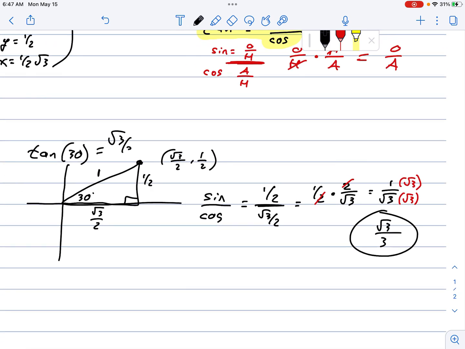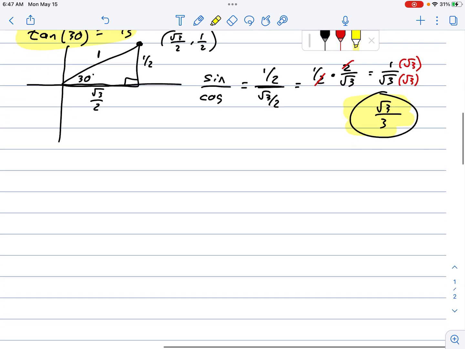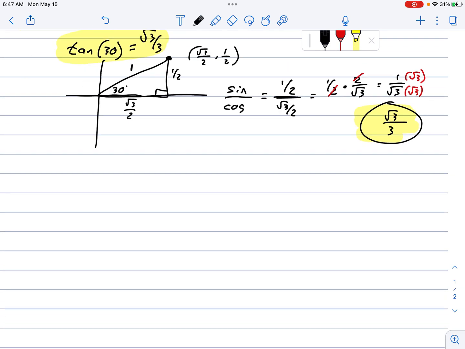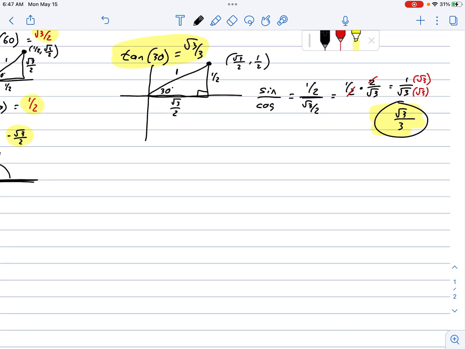Radical 3 over 3. So now you've got radical 3 over 2, and you've got radical 3 over 3. There are a lot of options you have here. Okay, so that's my answer for tangent. You've seen one of each, one in a different quadrant. You have some examples to do. I'll show you two of the oddball ones, which are a little bit easier than you would think.